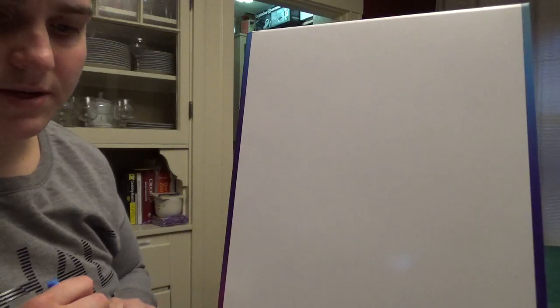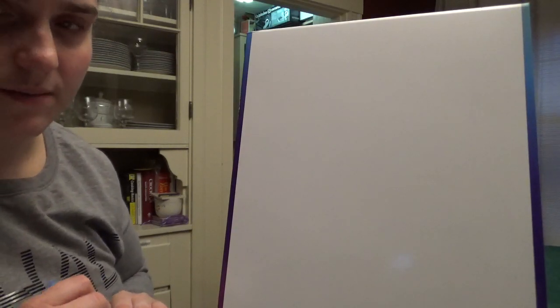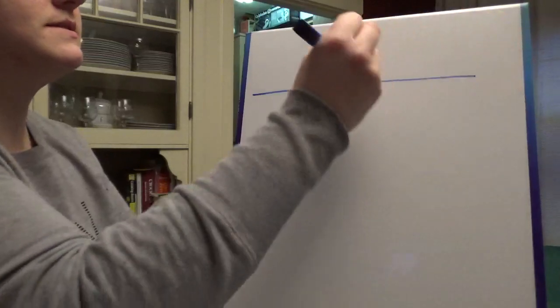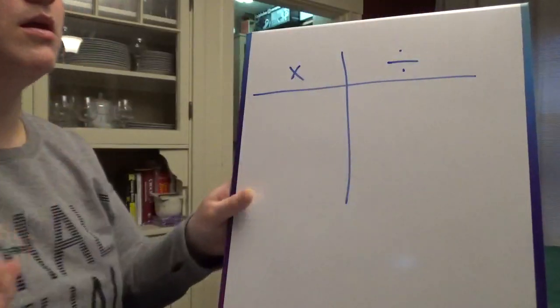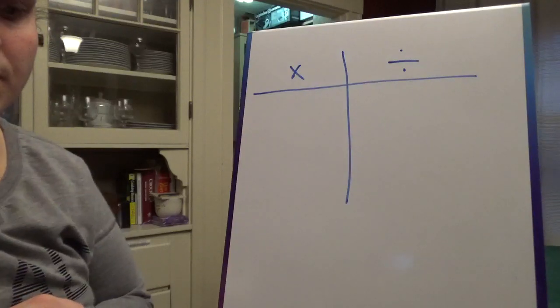It asks us to draw an array to model this number sentence 3 times 7, and then we have to write the facts in the fact family that match this array. Instead, what I want us to do is set up a chart here like this, our fact families chart, multiplication and division.